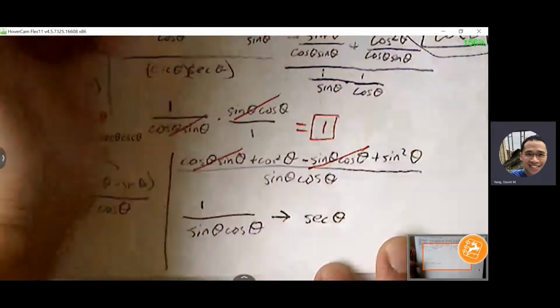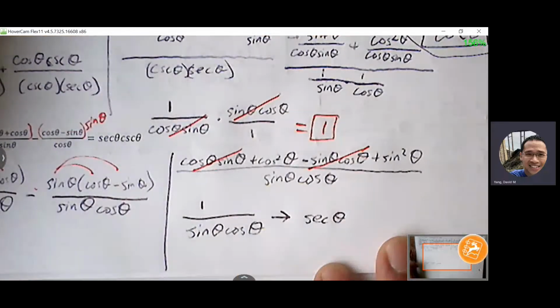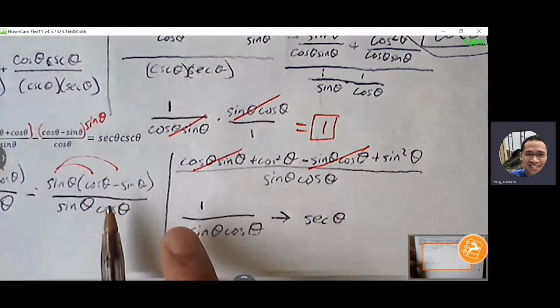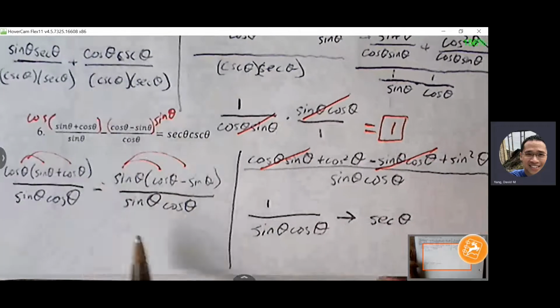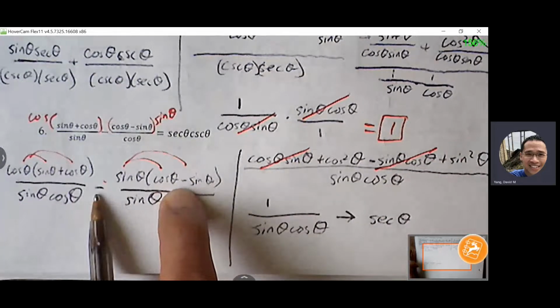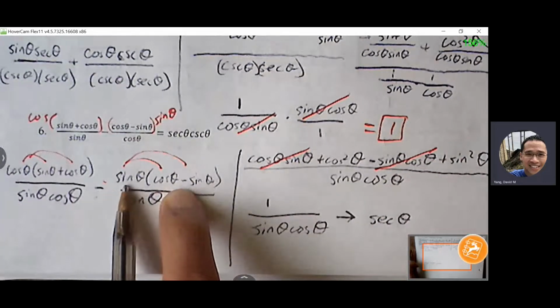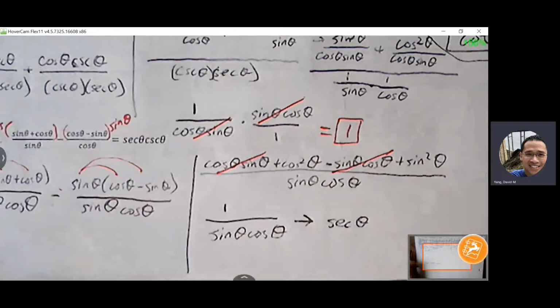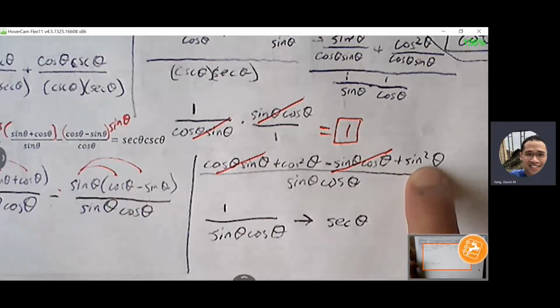Wouldn't it be unfair if this sine squared would be negative sine squared? So it was negative sine, but then we distribute a negative through. Okay. Yeah, so negative sine times negative sine gives me positive sine squared. So we're able to make that a positive sine squared.